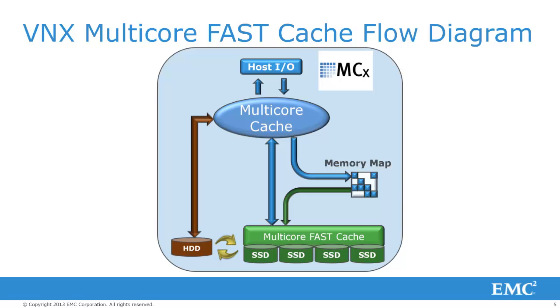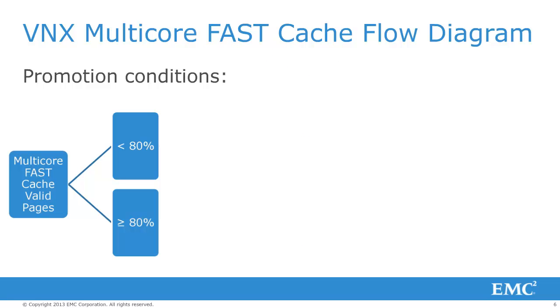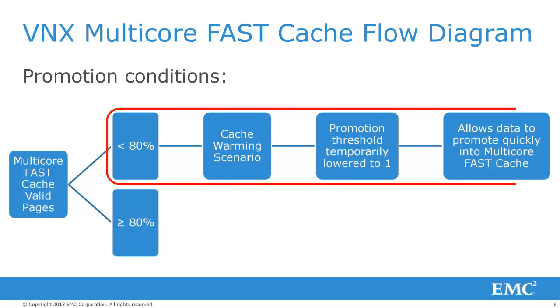If the data is being used frequently, the data is also copied into Multicore Fast Cache, but as a clean cache page. Multicore Fast Cache has two different promotion conditions depending on how full Multicore Fast Cache currently is. When Multicore Fast Cache is less than 80% full, it enters a cache warming scenario, and the promotion threshold is temporarily lowered to a single hit. This allows Multicore Fast Cache to fill quickly after creation or when it goes below the 80% threshold.